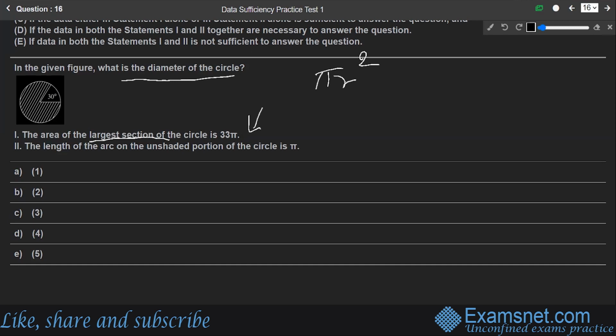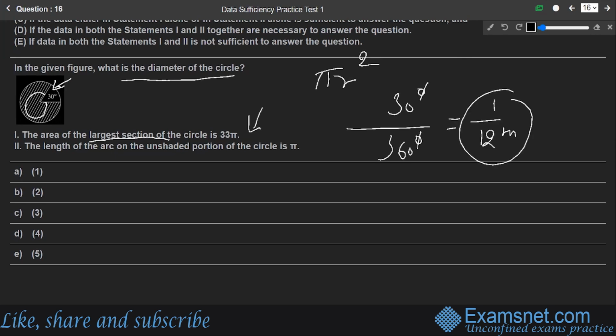So we relate these things with the help of sectors. Let us see what is the angle associated with the unshaded portion of the circle. Angle associated with the unshaded portion of the circle is 30 degree. What part of the total angle on the circle, that is 360 degree, is it? If we divide it by 360 degree, then it is 1/12 part. So this particular sector, which has not been shaded, is 1/12 part of the whole circle.